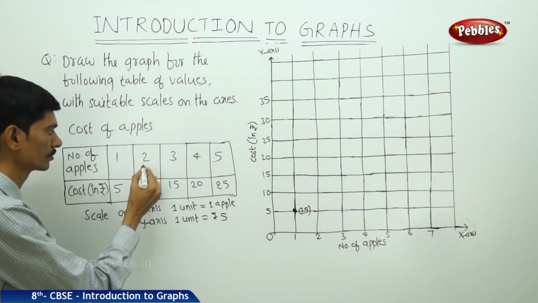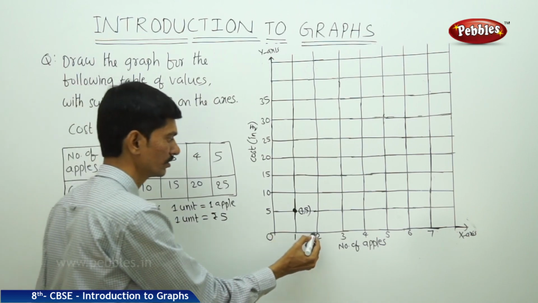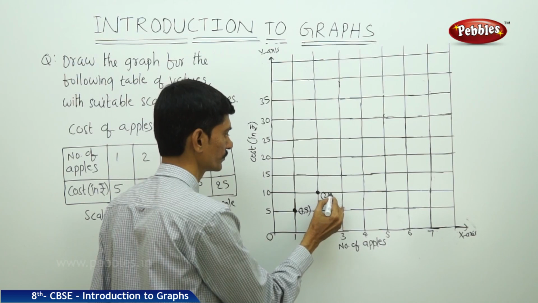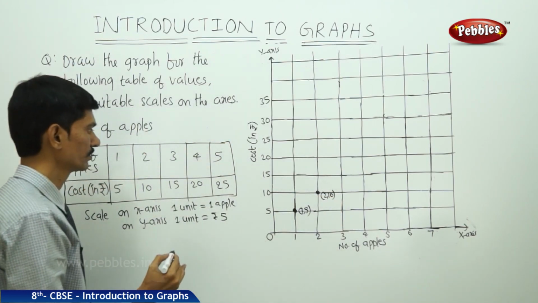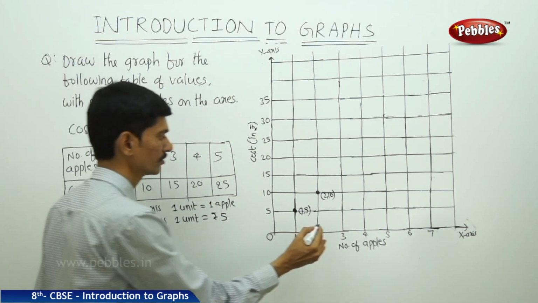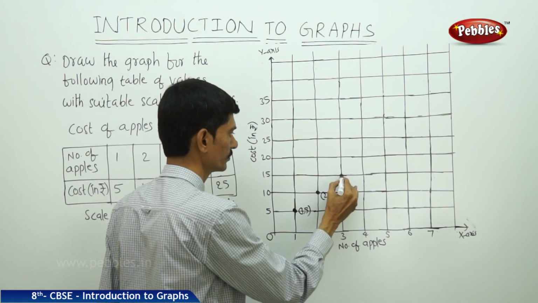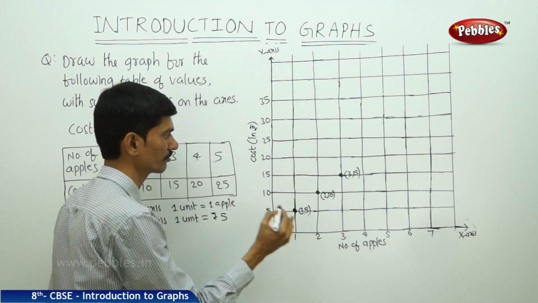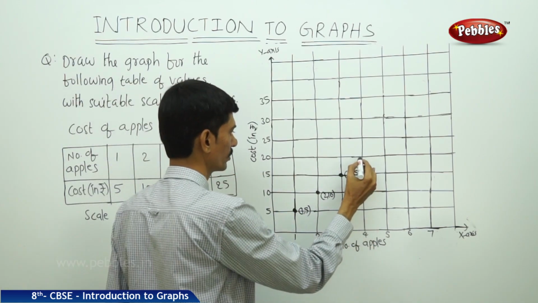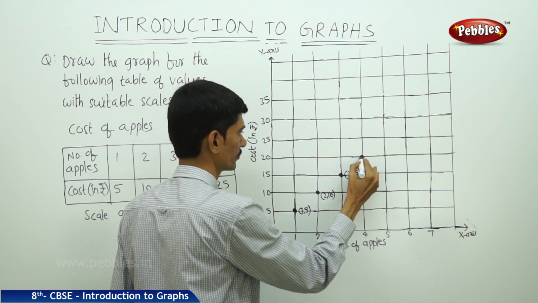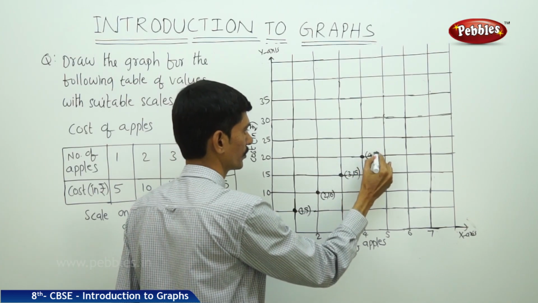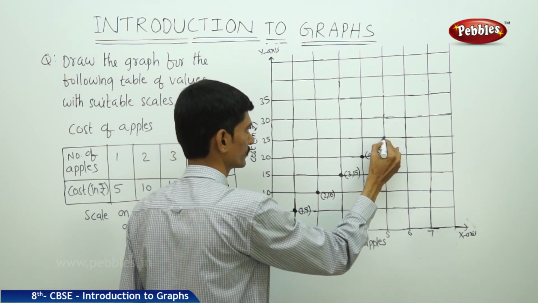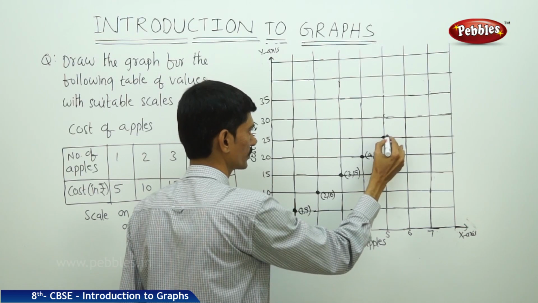And the second point is 2, 10. So on the x-axis 2, on the y-axis 10. So this is the point 2, 10. The next point is 3, 15. So on the x-axis 3, on the y-axis 15. The next point is 4, 20. On the x-axis 4, on the y-axis 20. The next point is 5, 25. On the x-axis 5, on the y-axis 25.